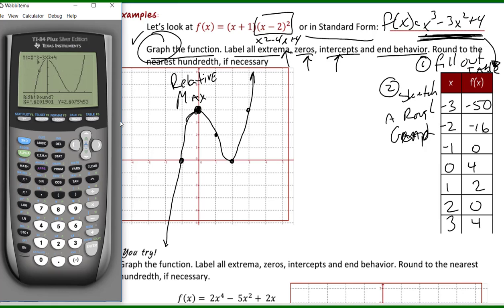Then I need right bound. So then you're going to go to where you think that point is again. So we think the point is here, and then I'm going to go to the right a couple times.